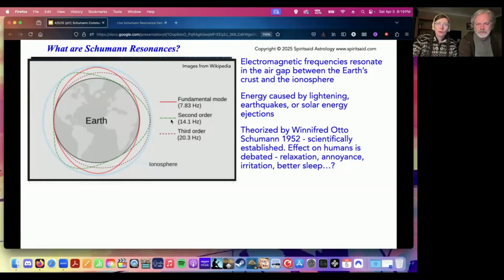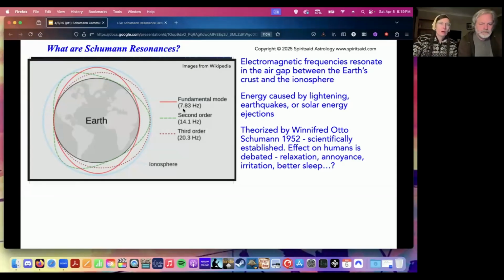Then there's a second order, which is sort of like another resonant frequency, and that's at 14.1 hertz. And there's a third order, which is 20.3 hertz. So the 14.1 is sort of this triangular thing here, and then the third order of 20 is more of a circular. And there's actually a fourth order too, and I think even a fifth, but I couldn't find a diagram of that. And I'll just note that both of these images are from Wikipedia, so giving credit where credit is due.